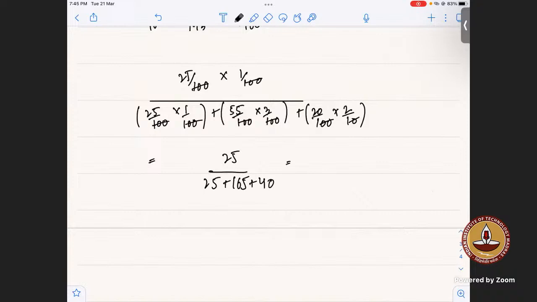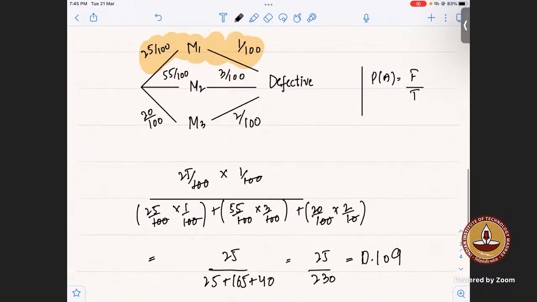So how much does it come out to be? We'll see: 25 plus 165 plus 40 comes out to be 230, so 25 divided by 230. Just a moment. Okay, so this comes out to be 0.108, or if you want to round it, what did the question say? Enter in decimal. Okay, if I round it off, we can write it as 0.1109.